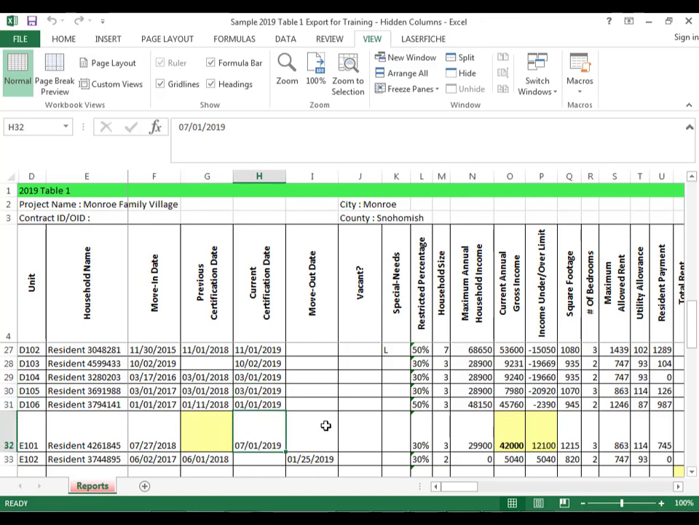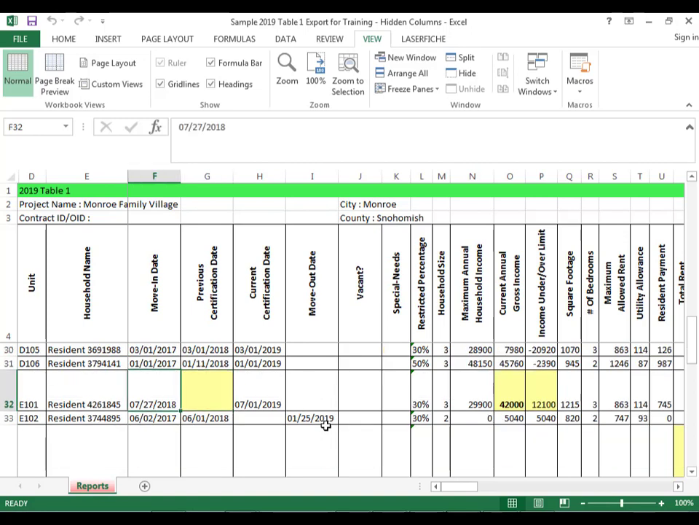The next one down that I want to look at is E101. Notice we have a previous cert date missing. They moved in 2018. They processed a recert in 2019, but the issue is we're missing that 2018 certification date.